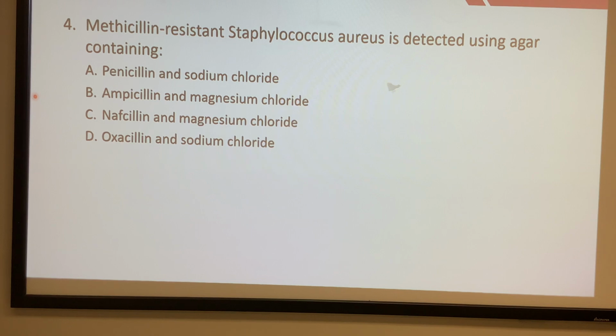Okay, number 4: methicillin-resistant Staphylococcus aureus is detected using agar containing what? This is for sure you will know. As a clinician, I would say you definitely will know this because I see this culture almost every day when I have my clinical duties. You definitely need to know. I think it's C. Oxacillin and sodium chloride. Remember that, okay? I'll keep testing you.